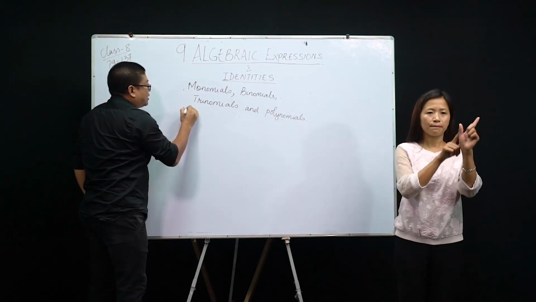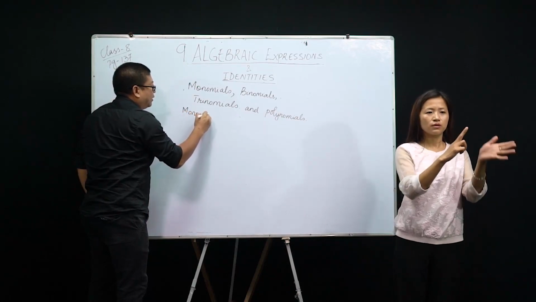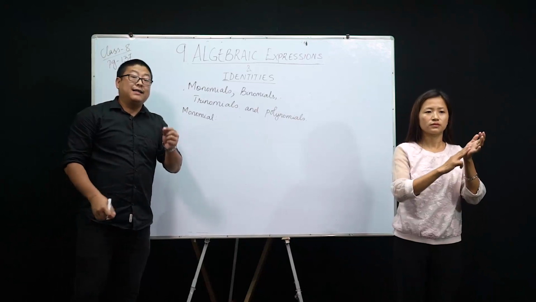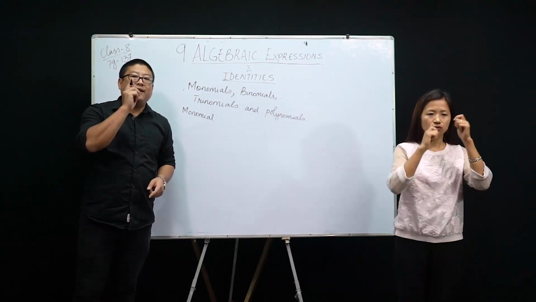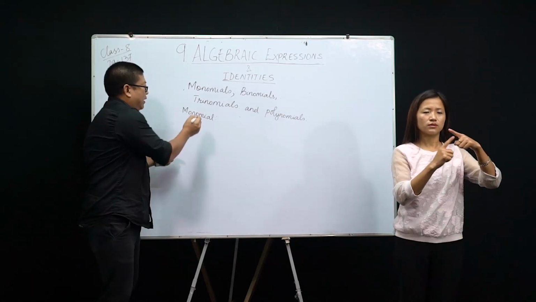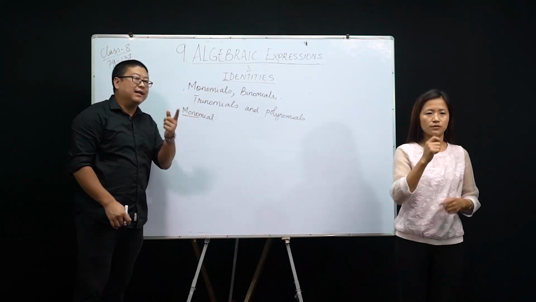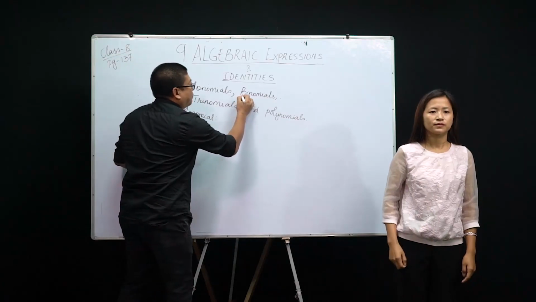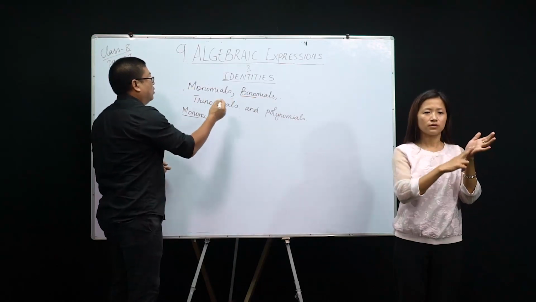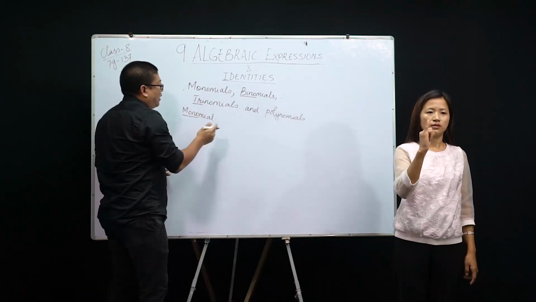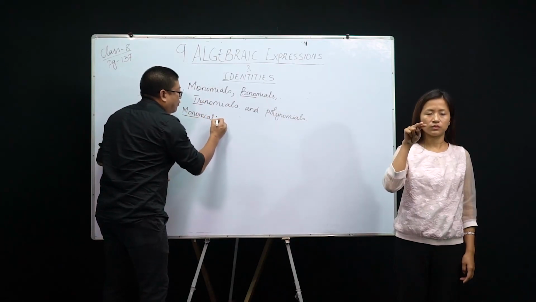The first one is monomial. Monomial simply is an expression with one term. Let's look at the word mono. Mono means one, single. If you look at bino, it means two. Tri means three. So it will go on like that. Monomial, we have only one term.